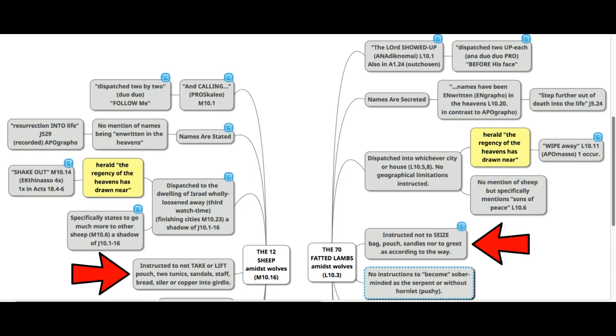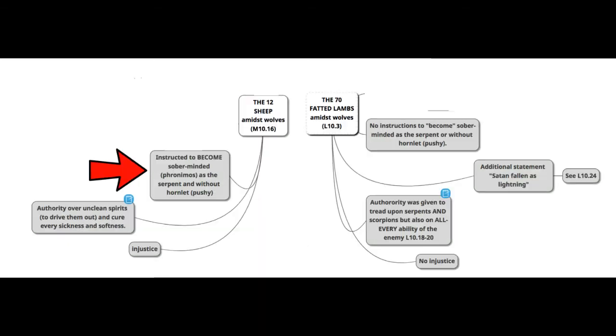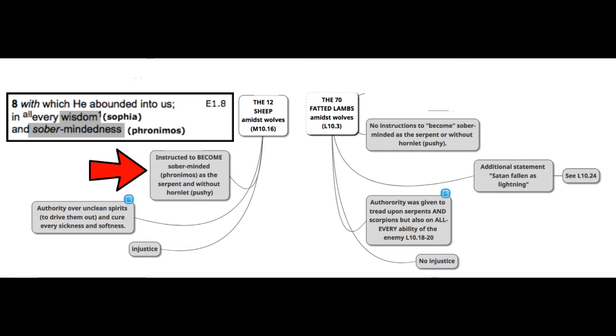And they do have significance. Now, another very important distinction is that Jesus instructed the 12 to become sober-minded as the serpent and without a hornlet, where most translations mistranslate the Greek phronimos as wise here, become as wise, but this is not correct, because the Greek word sophia defines wisdom, where phronimos is contained in a word family describing mindedness.